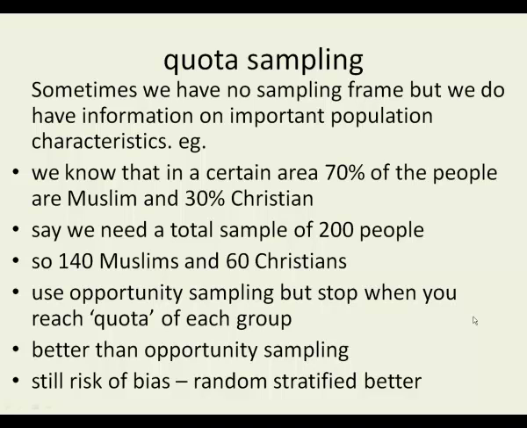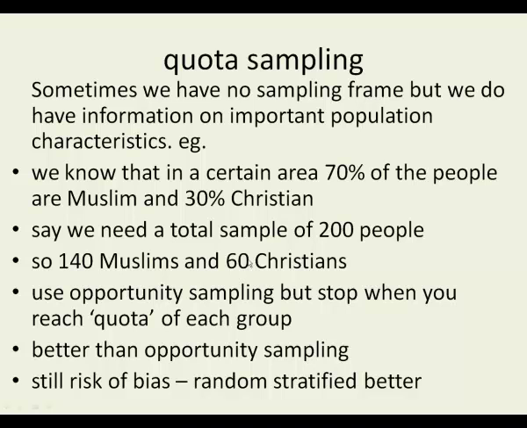The non-random equivalent is quota sampling. In quota sampling, you can do a similar thing. If you know that in a certain area you've got 70% Muslim, 30% Christian, and you need 200 people, work out what 70% and 30% of those are. You need that many Muslims and Christians. This time it's similar to opportunity sampling, but you stop when you get to the quota for each group. So you just keep interviewing people. Once you've got 140 Muslims, you stop, and after then you'd only interview Christians.